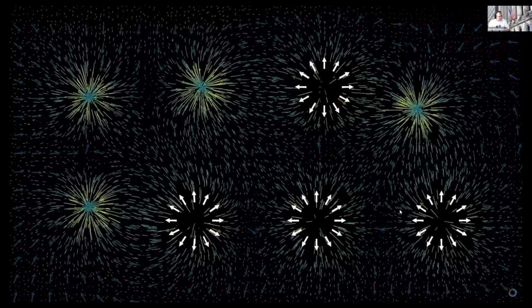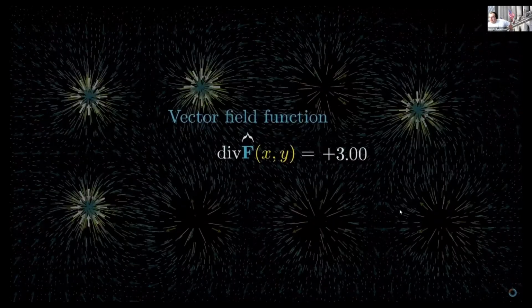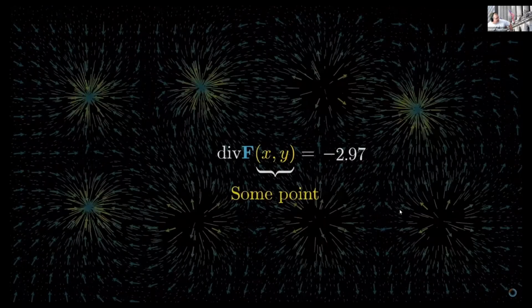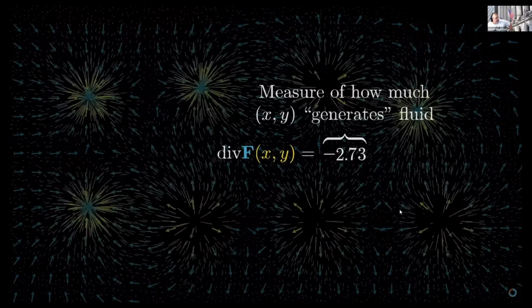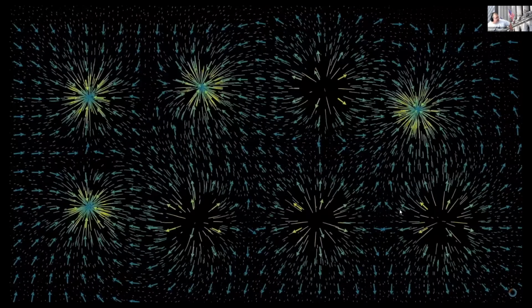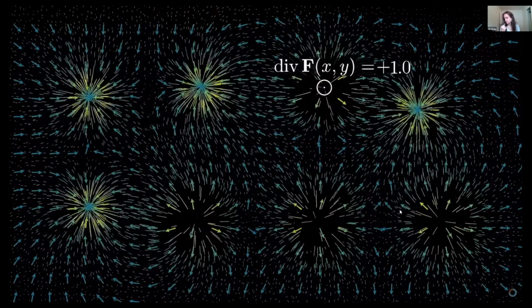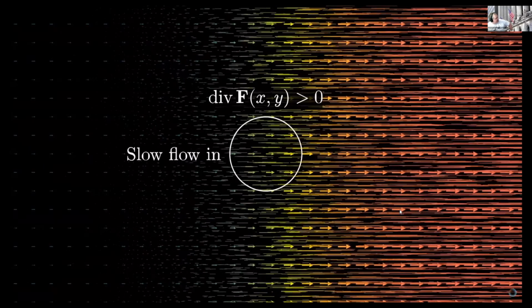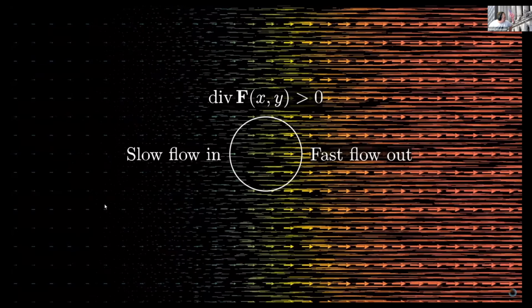So it's like a white hole spewing out matter. And the others are like black holes sucking in matter. So the places where the vectors are all leaving, trying to get out of there, will be a positive divergence. And if you're going the other way, it's negative.